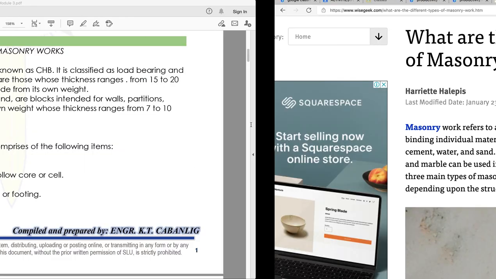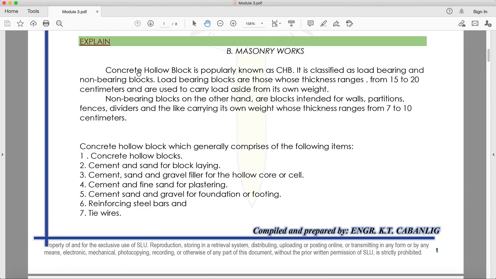In our case, it would be a concrete hollow block. Here in the Philippines, CHB is a famous material in the construction industry, used as a partition wall. Concrete hollow block is popularly known as CHB. It is classified as load-bearing and non-bearing blocks.